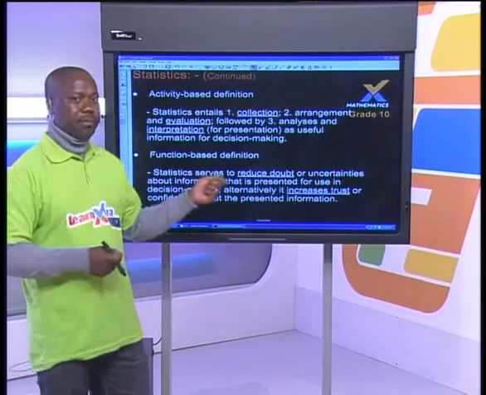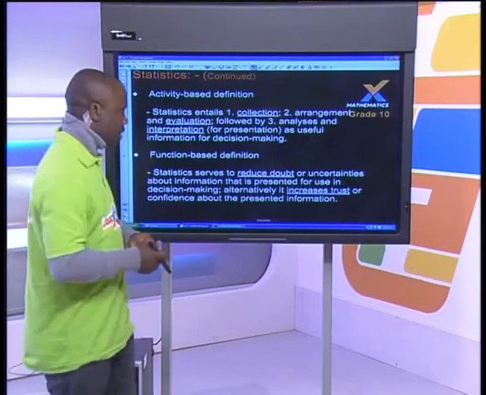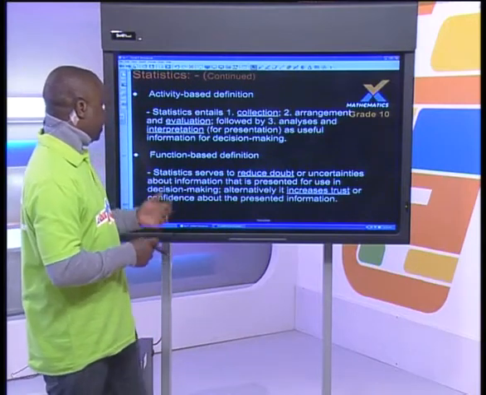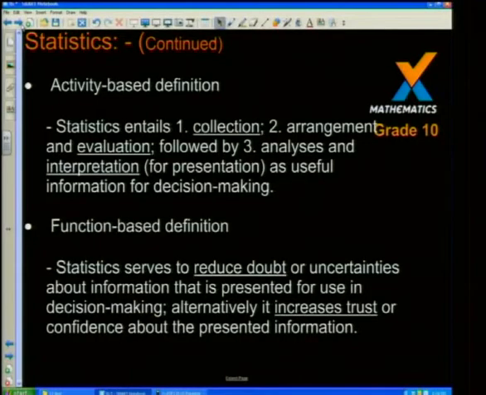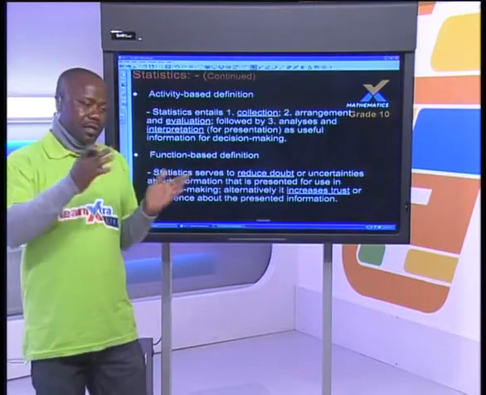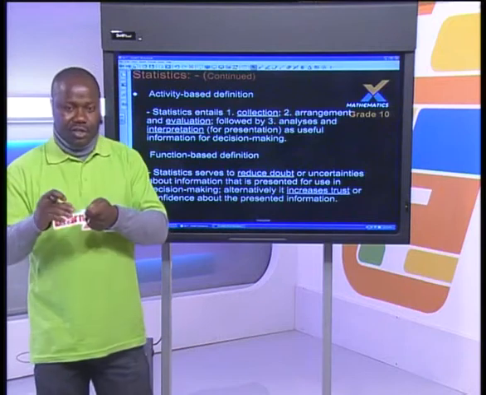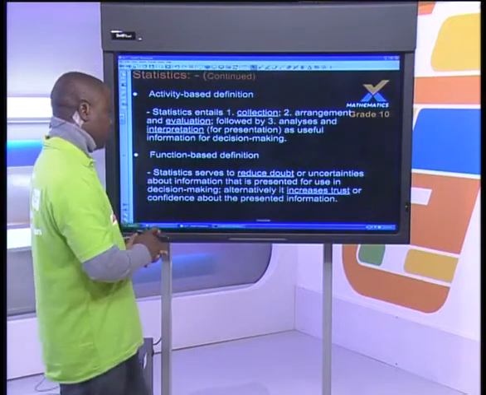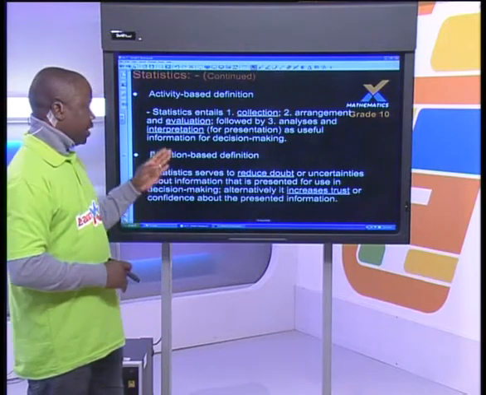Then you can look at it differently and say, well, what is it trying to achieve, this subject? So I will call it a function-based definition of statistics. That's where you can say statistics serves to reduce doubt or uncertainties about the information that is being presented to you for your decision making. And alternatively, you could say this is going to increase trust in the information that I have, so that when I make a decision, I'm sure I'm making the right decision. I said increase trust and reduce doubt.